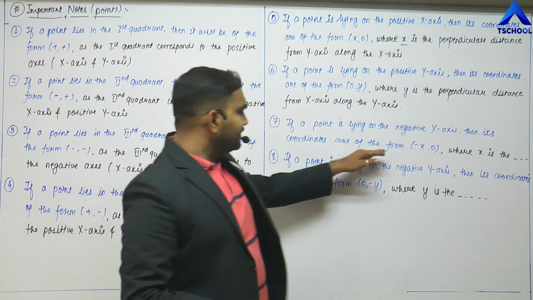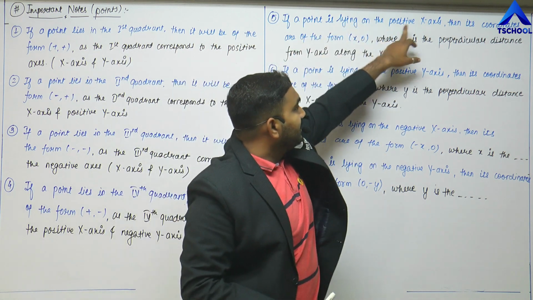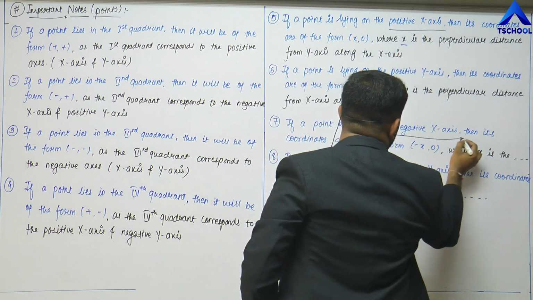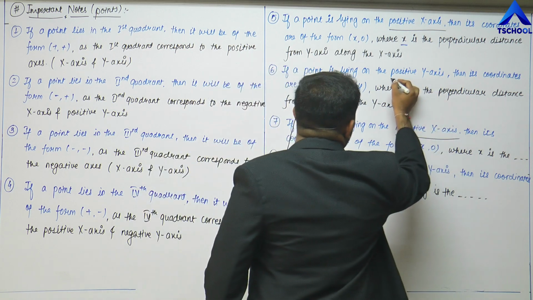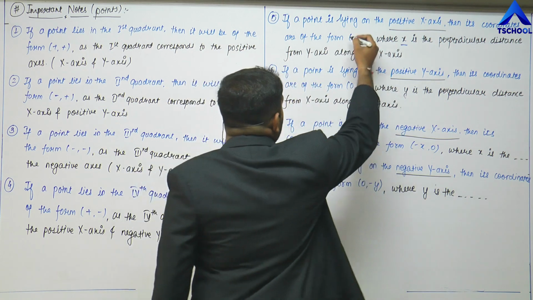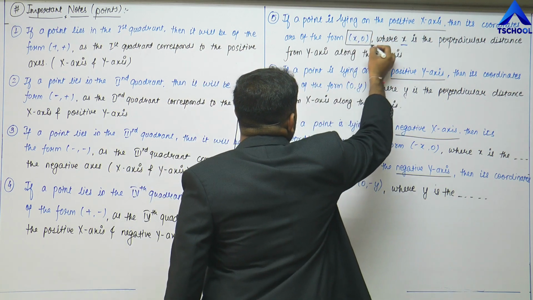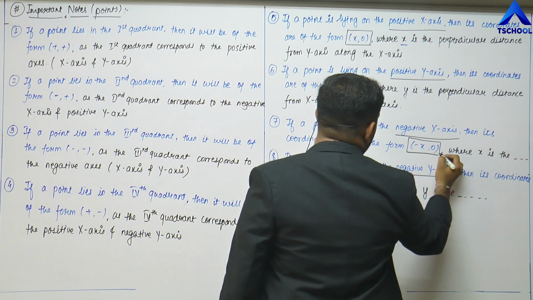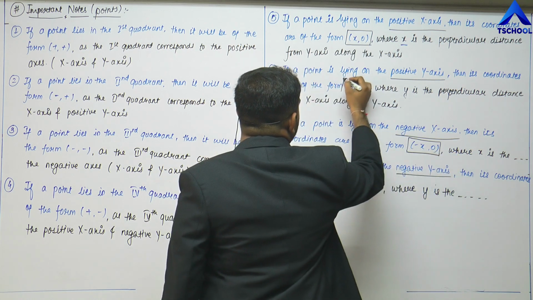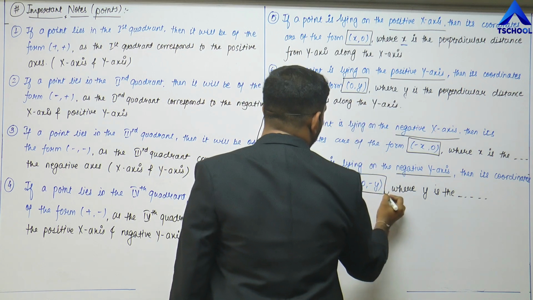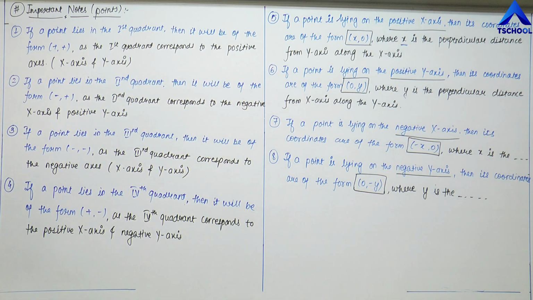This is the same as the fifth one, but here the matter is positive x-axis, and here it is negative x-axis. In the sixth point the matter is positive y-axis, and in the eighth point it is negative y-axis. So for the positive x-axis the form is x comma 0, for the negative x-axis it is of the form minus x comma 0. For the positive y-axis it is of the form 0 comma y, and for the negative y-axis it is of the form 0 comma minus y. So that is the difference that you need to understand. Is this thing clear, friends?